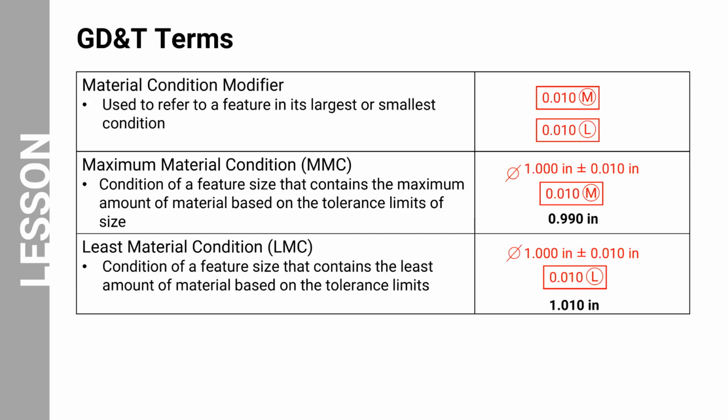Material condition modifiers are found in feature control boxes and are used to refer to a feature in its largest or smallest condition. Maximum material condition, abbreviated as MMC, is the condition of a feature size that contains the maximum amount of material based on the tolerance limits of size. Differing from MMC, the least material condition, abbreviated as LMC, is the condition of a feature size that contains the least amount of material based on the tolerance limits. The next two slides include an example to better explain this concept.